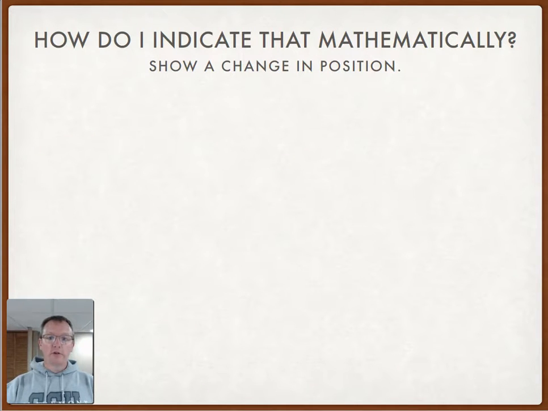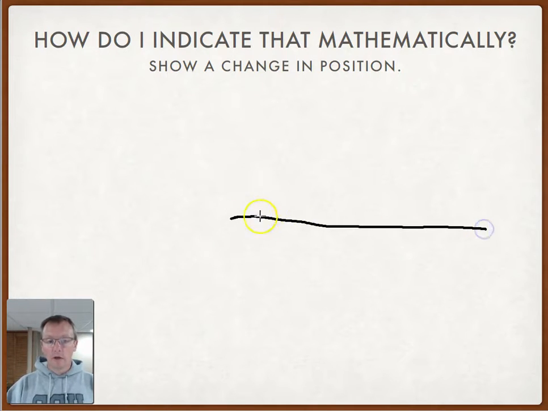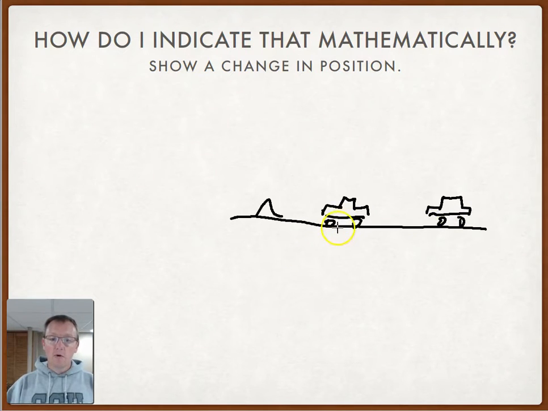Now, how do I show that change mathematically? Well, it's again pretty simple, and it's based off of what we talked about in the last video, and that is we use the variables that we talk about with position. So initially, and I'm just going to redraw this here real quick, there's our rock, here's our car, and then here's our car at a later time. We would say that this is its first position, so this is x sub 1.